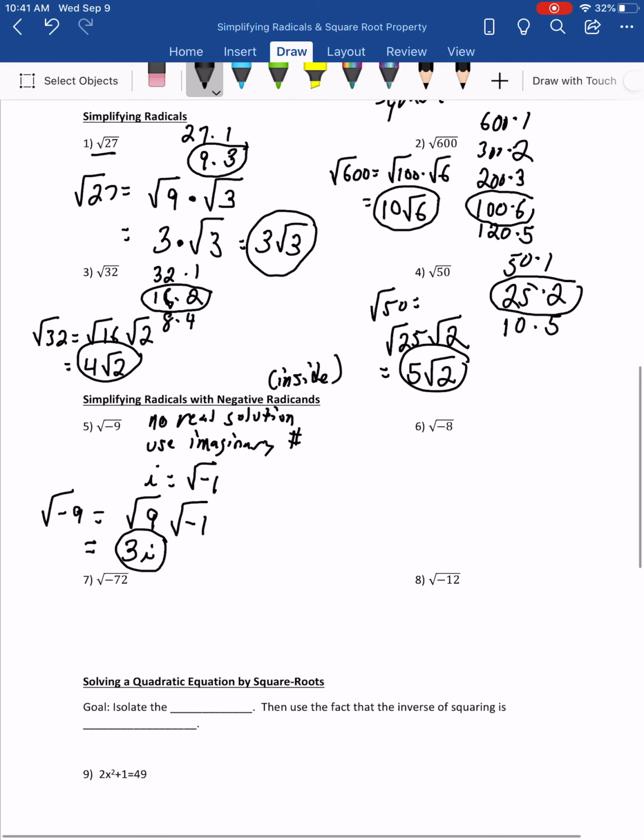So I'm going to say square root of negative 8 is equal to square root of 4, square root of 2, square root of negative 1. So square root of 4 is 2. Square root of 2 I can't do anything with. And square root of negative 1 is equal to i. And the i, anything not inside the square root, is going to come to the front. So that's going to be 2i times the square root of 2.